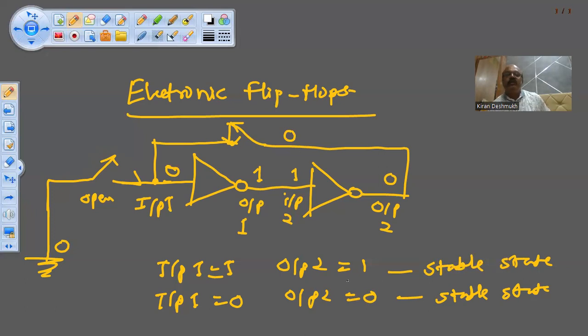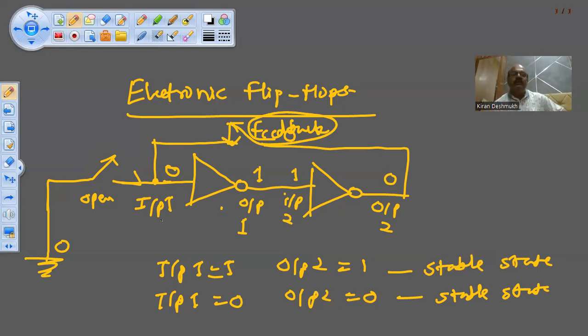In this way, you can build an electronic flip-flop. This is the simplest way of building an electronic flip-flop. But here the problem is we don't have any control over the stable states. We have to open the input switch, then connect the feedback switch. This is nothing but the feedback switch. Feedback means we are connecting output to the input. That is called feedback. So there is not much control here in this electronic flip-flop.